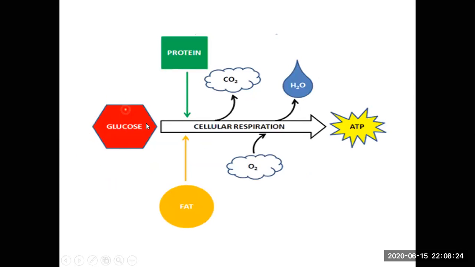Now the glucose that is in our body has to be broken down to get energy. This is a simple equation. The red one is glucose. It is breaking down by this whole process we will discuss, and the product is what? Energy in the form of ATP.